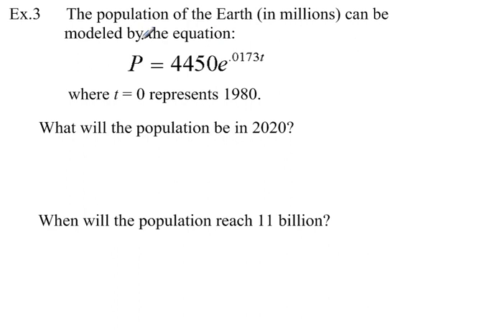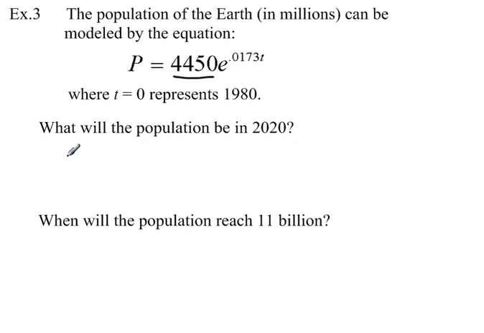Now let's just go through some of the numbers here, talk about what they mean. That 0.0173, that's the growth rate. So it's like saying the population of the Earth grows about 1.73% per year. Since t equals 0 represents 1980, this right here is the population in 1980. That's your starting amount.